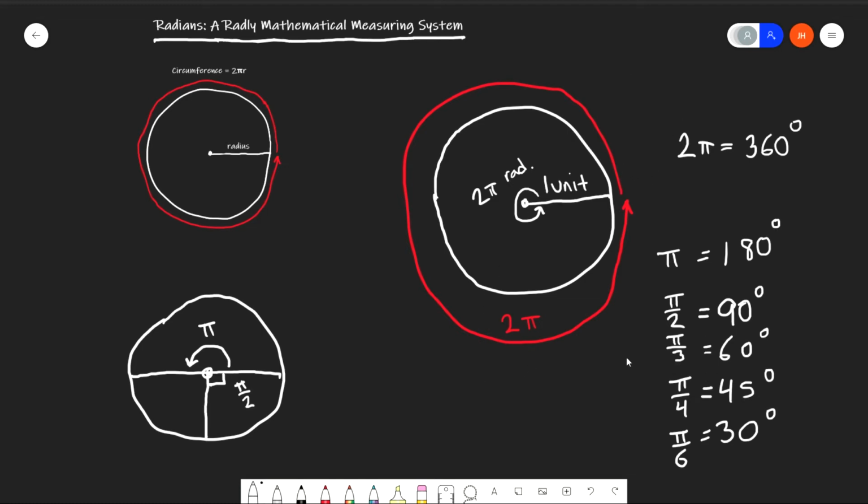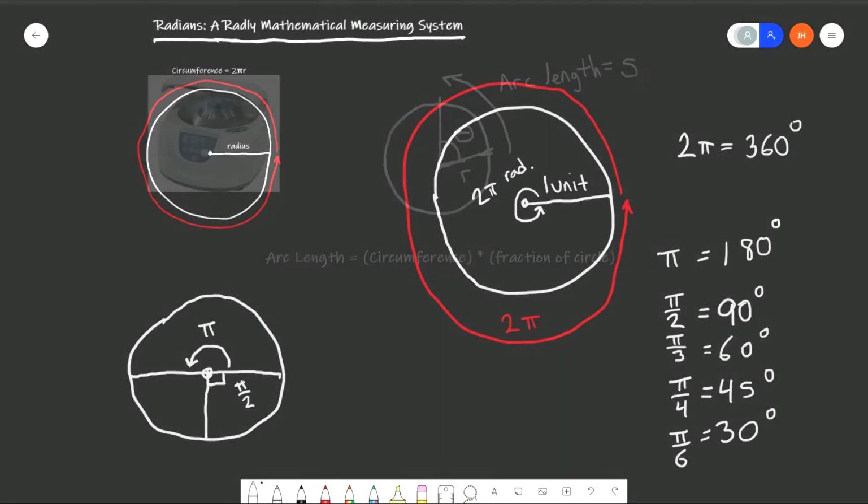Now that we've seen some of these comparisons between radians and degrees and how they work together, I want to talk to you guys briefly about why we care about radians. What are they? Where did they come from, other than just me randomly defining a full revolution as 2 pi radians? And why might they be useful?